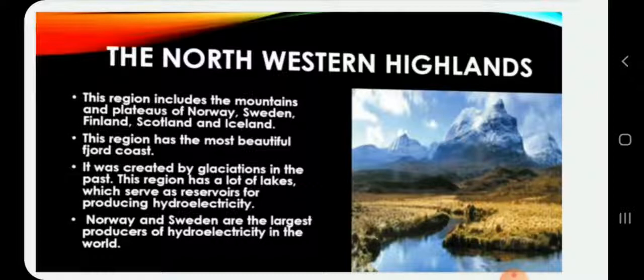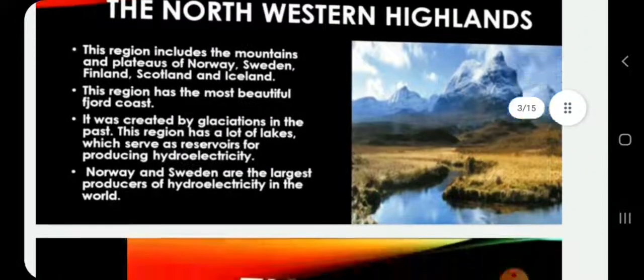Norway and Sweden are the largest producers of hydroelectricity in the world. Do you know, children? Norway and Sweden are the largest producers of hydroelectricity in the world. Okay. The next point.